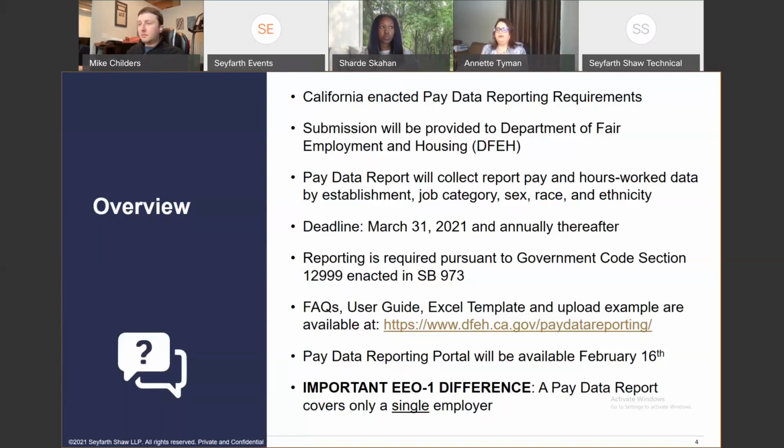And we're going to try throughout this presentation to give you important call outs that are different. When we refer to important EEO-1 differences, we're talking about component 2, because so many employers went through the process of setting up their systems and their data in order to collect component 2. We want to at least identify those areas where we're seeing differences.